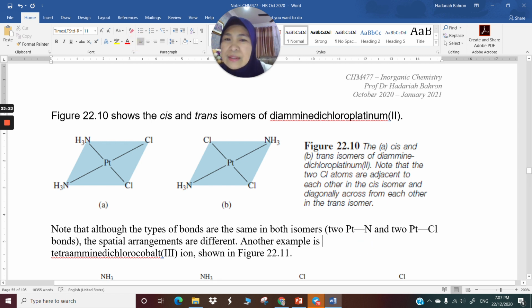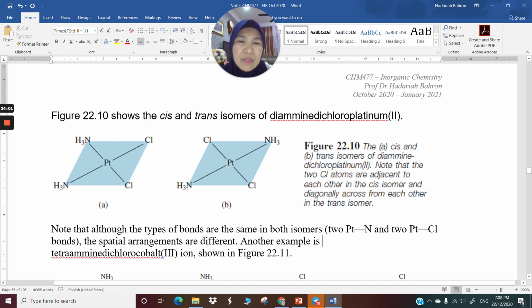This is another one. You have cis and trans isomers of diamminedichloroplatinum(II). You have platinum(II) here. You can have the two amine cis to one another and chloro cis to one another, or you can have the two amine trans to one another and the chloro trans to one another. Now A is called cis and B is called trans. This is cis, this is trans.